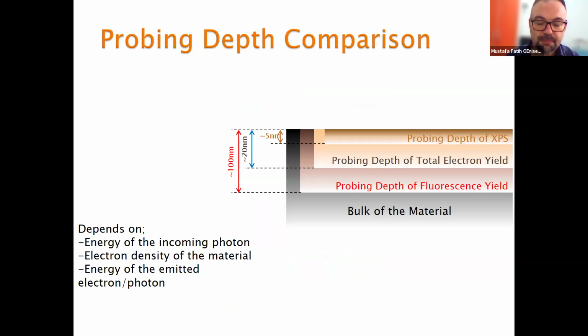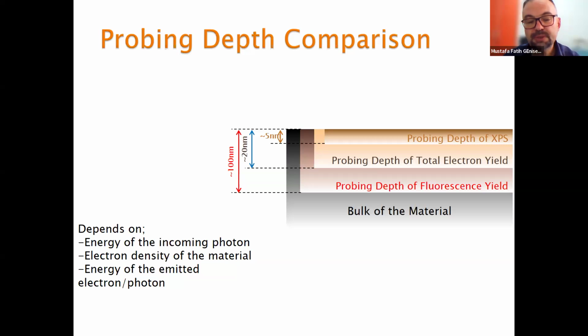the probing depth comparison. At the end, the materials absorb our X-ray, but the obtained fluorescence X-ray and the obtained electrons depth is different from each other. As you see, when we are making the measurements with fluorescence yield, we are collecting data from the deeper part. But if you are making a total electron yield, it's a bit more surface sensitive. I just put the probing depth of XPS in order to give you a comparison.